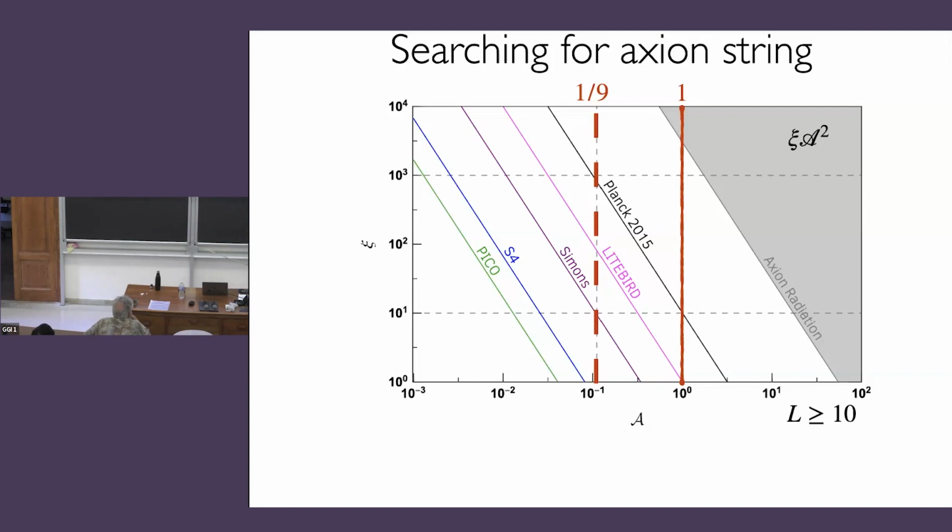What you can see already is that the projection says the Planck 2015 data is somewhere exactly in the middle. So this analysis is very imminent. And if we look at things like Simons Observatory or S4, they will cover all the interesting parameter space in the next 10 to 20 years.